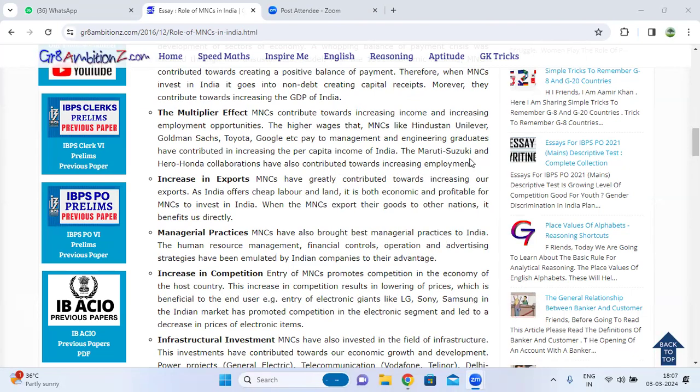Maruti Suzuki and Hero Honda increased employment opportunities. So this is the multiplier effect.